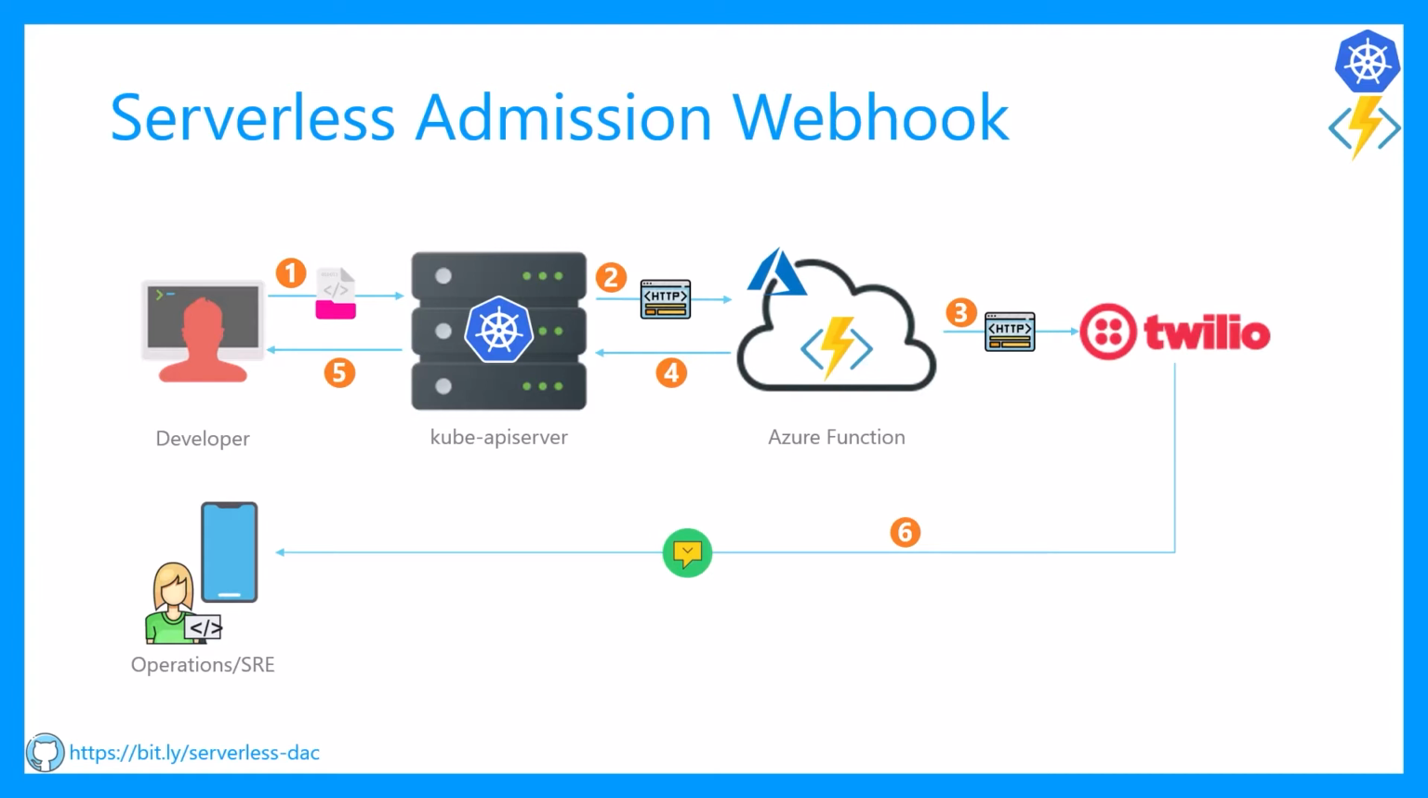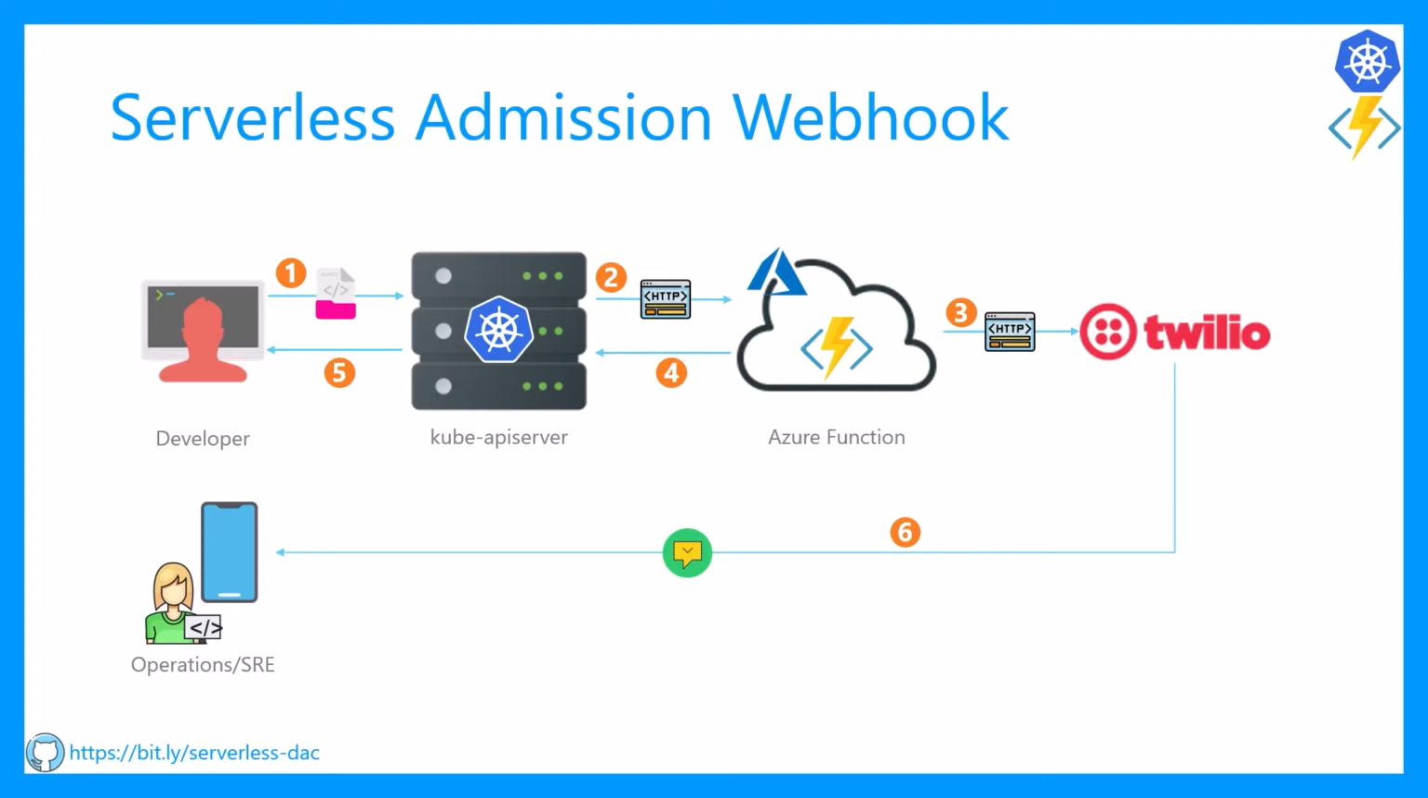A custom dynamic validating admission controller will receive the request and send it to our Azure function for approval. Note that the function has a maximum of 30 seconds to decide whether the request should be approved or denied. In either case, the response is returned to the API server and ultimately to the developer's console.